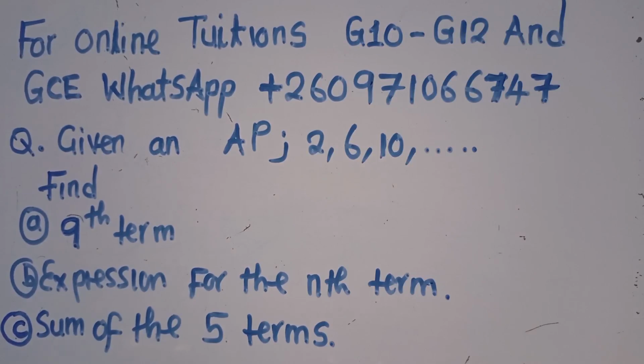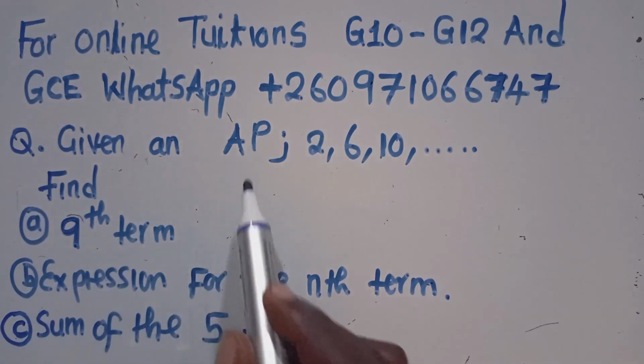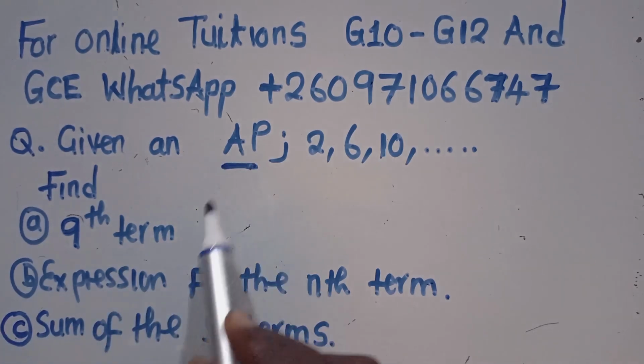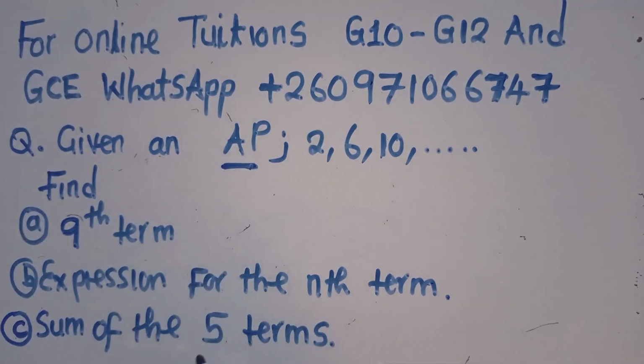So we've got this interesting question that is falling under AP. This is arithmetic progression. So these are the questions that I want us to discuss: how to find the nth term, how to find the expression for the nth term, and how to find the sum of the n terms. These are the questions that I want us to discuss together. So let us see how we can answer these particular questions.